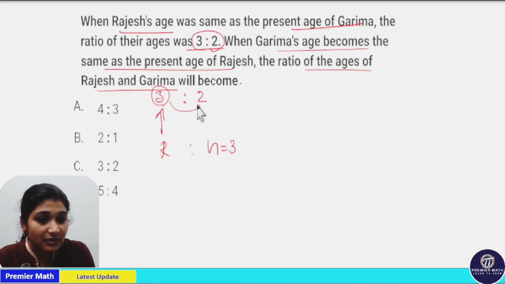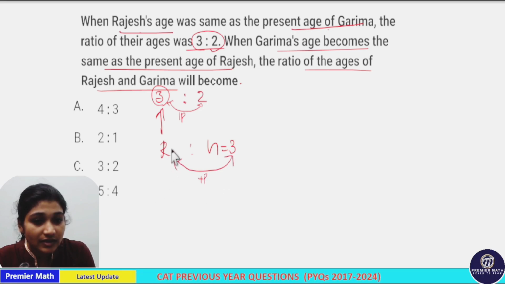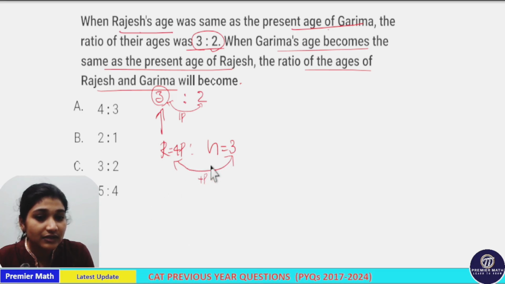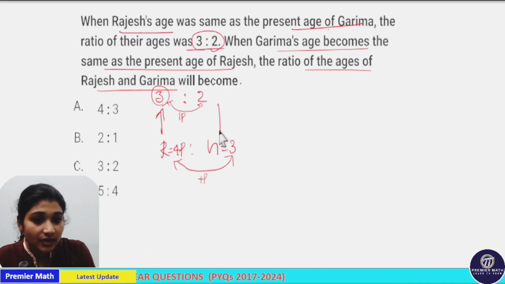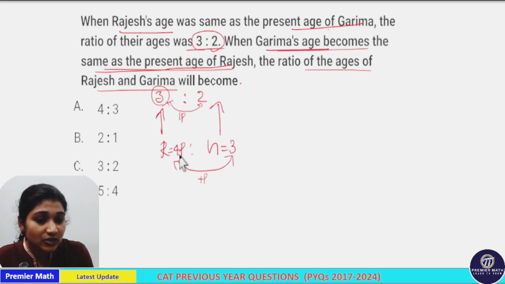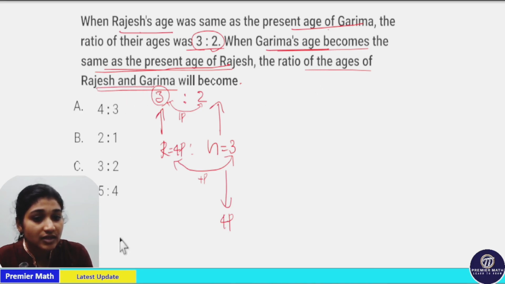And here age difference between these two people is equal to 1 part, which means here also age difference is same. 3 plus 1 part is equal to 4 part. Age difference is always same. Here Rajesh is the older person. Then the question is asking us to find out when Garima's age becomes same as present age of Rajesh. Present age of Rajesh is 4 part. So when Garima's age becomes 4 part, what will be the ratio of ages of Rajesh and Garima?